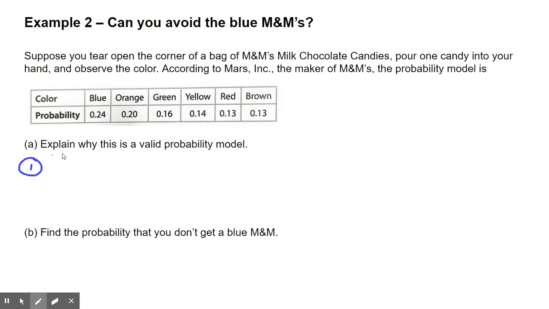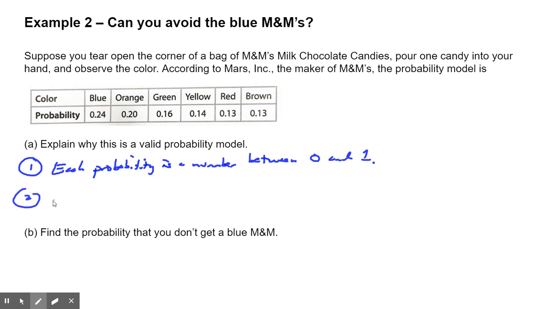So first, look at the 6 probabilities. Each probability is a number between 0 and 1. Second thing, we need to add up these probabilities. So 0.24 plus 0.20 plus 0.16 plus 0.14 plus 0.13 plus 0.13. When I do that very quickly, I assume I'm going to get 1, right?